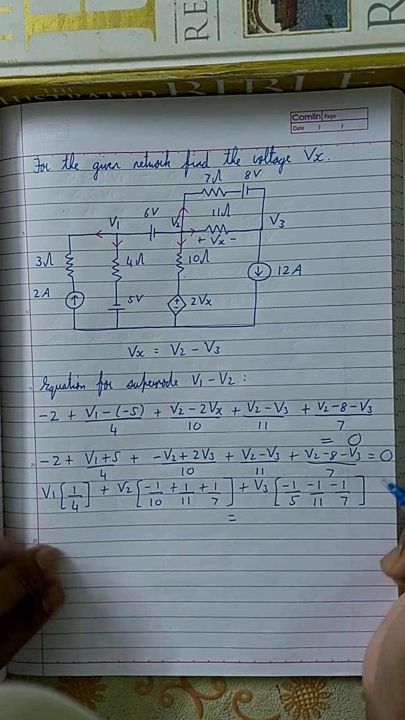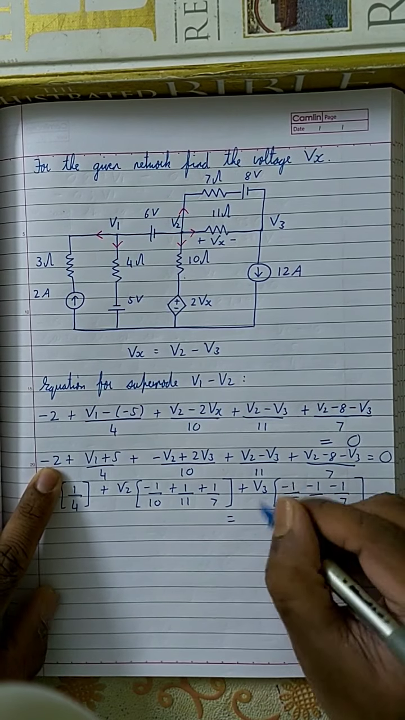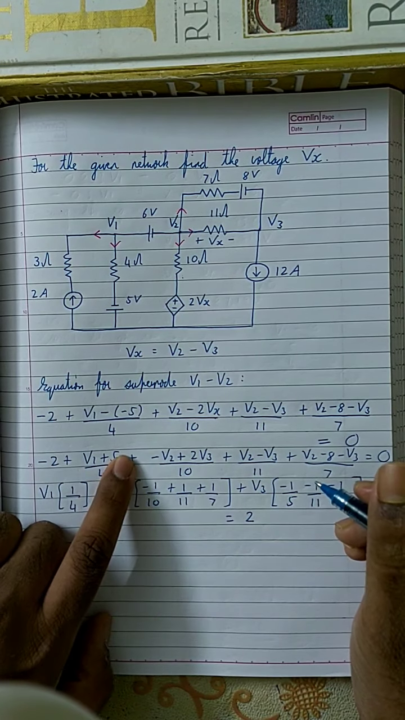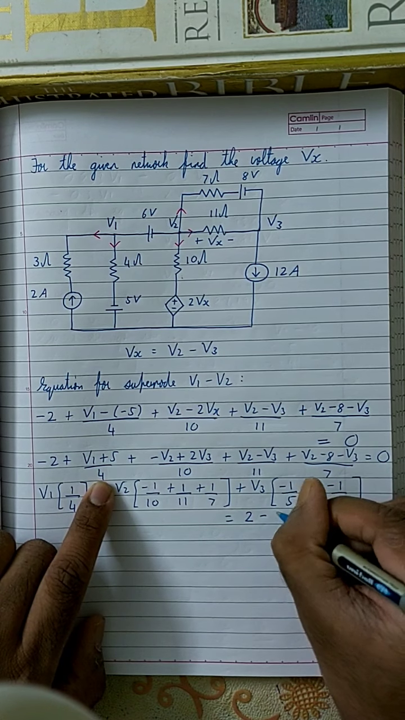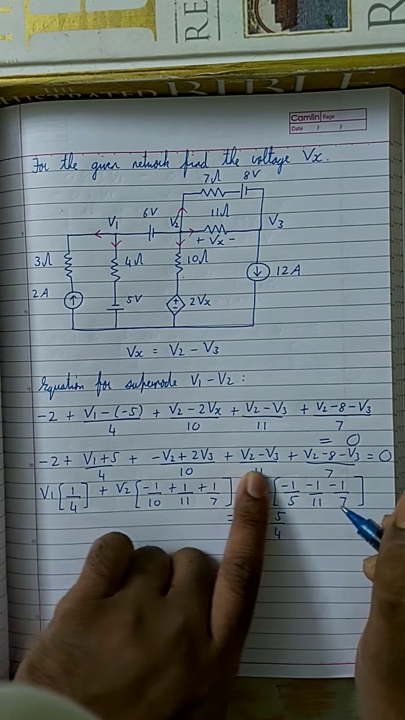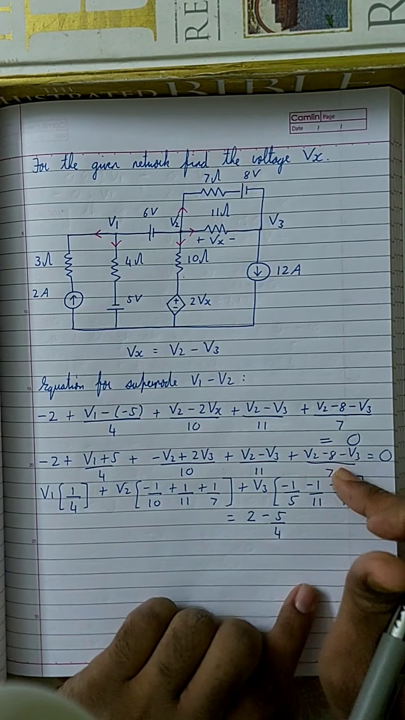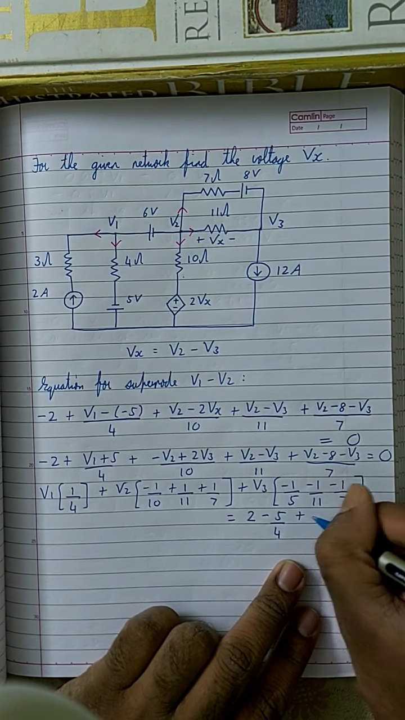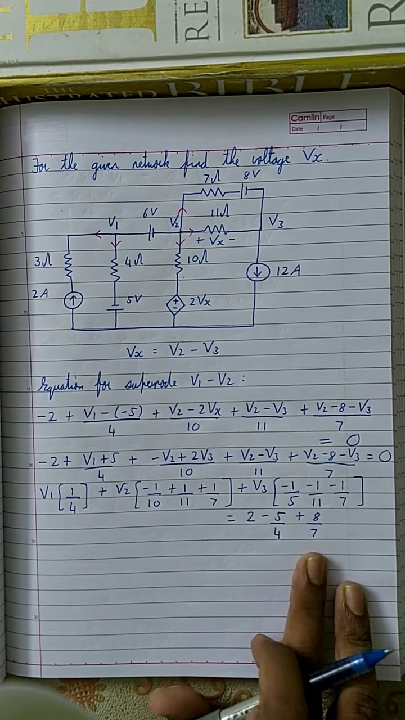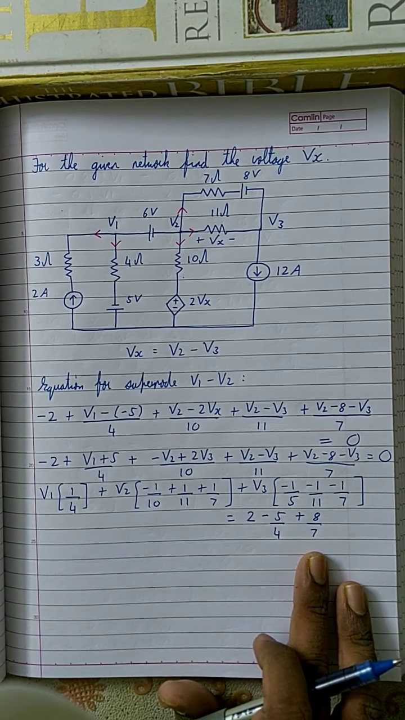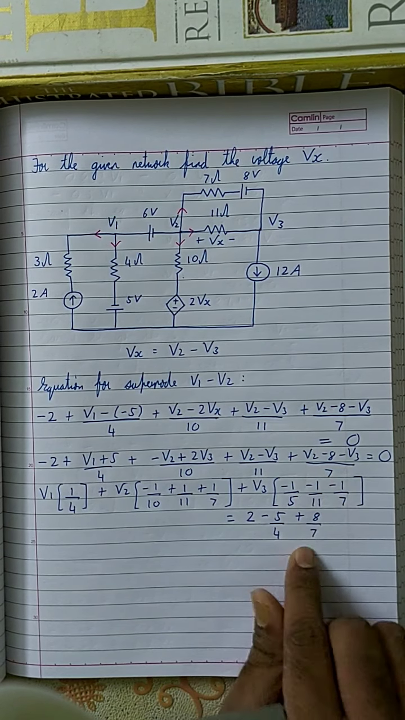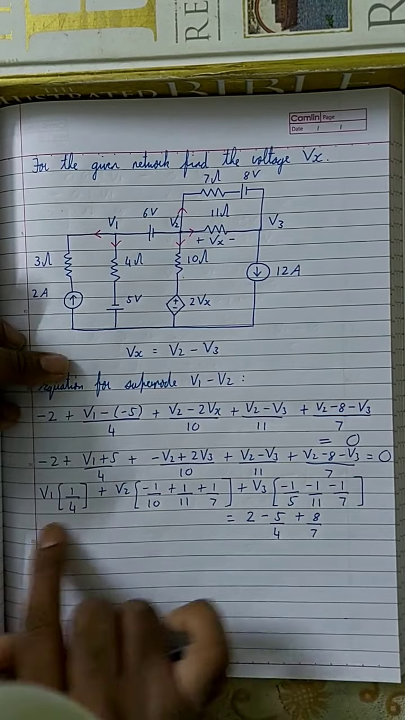Then what about the remaining terms? The constants. Here it is minus 2, so this side of the equation becomes plus 2. Here you have plus 5 by 4, which means it becomes minus 5 by 4. Here there's nothing. Yeah, here there is minus 8 by 7, which will become plus 8 by 7. There you have it. So this is the equation, correct?